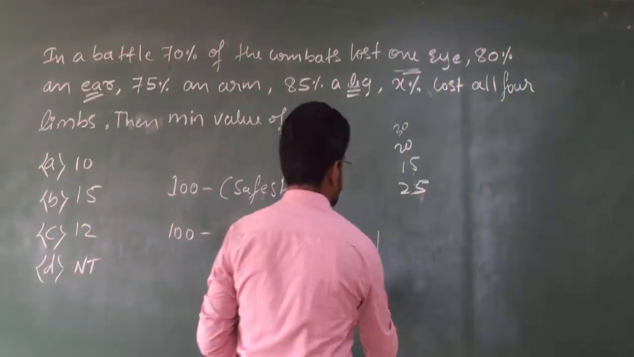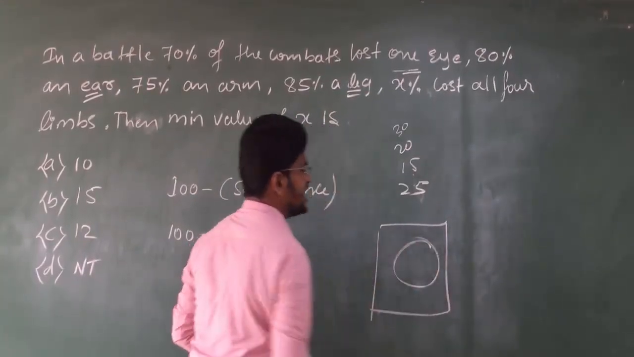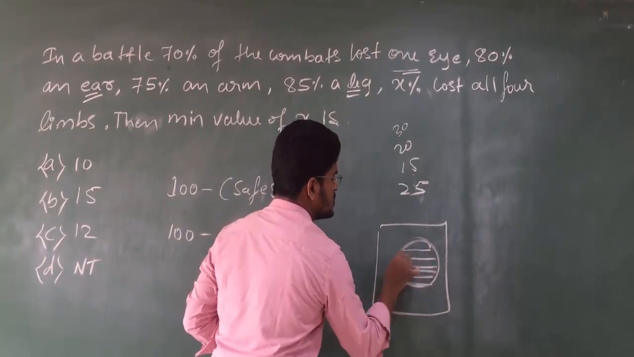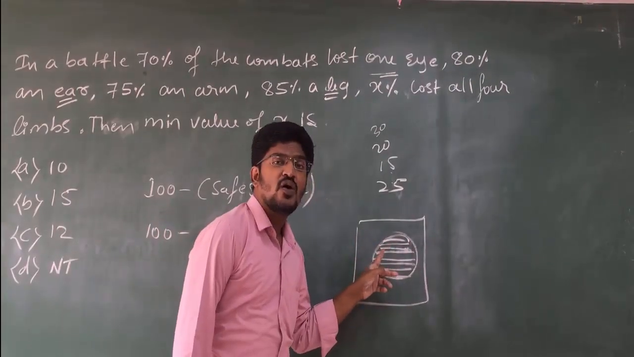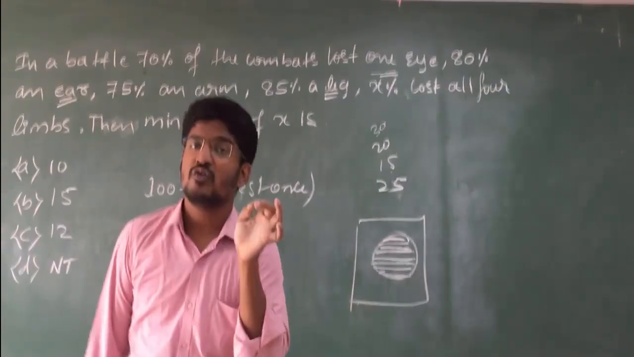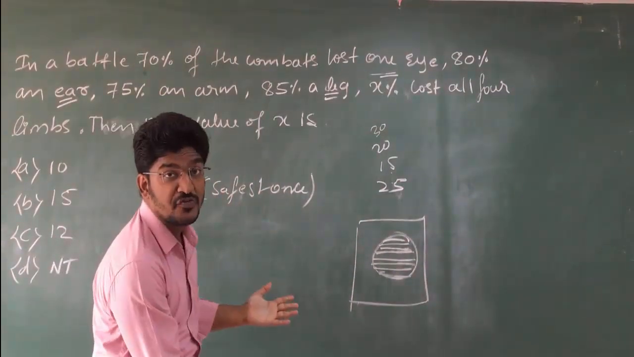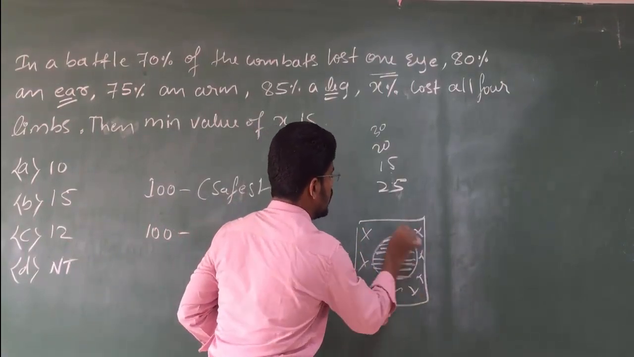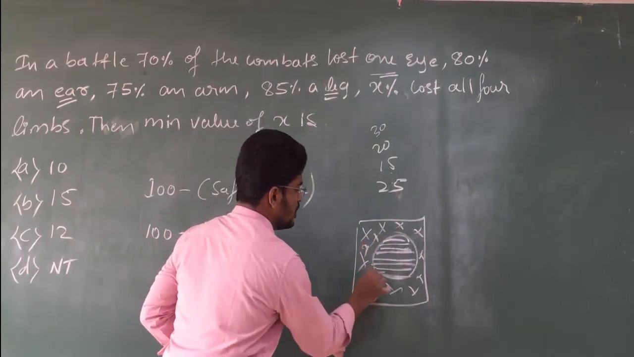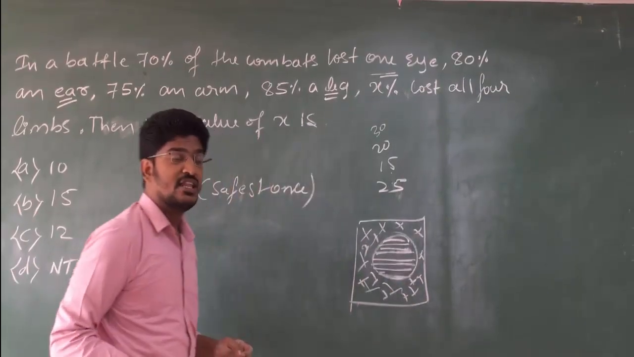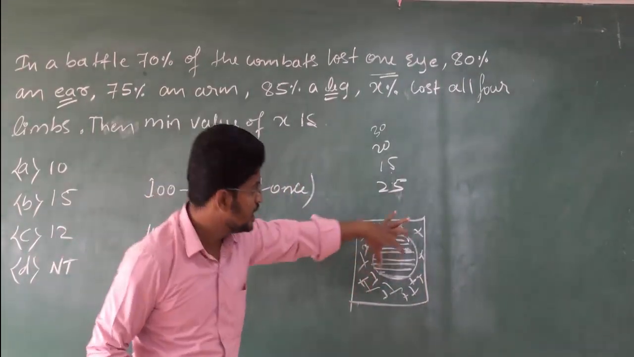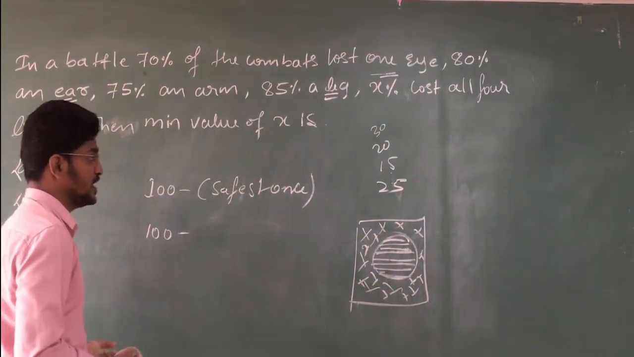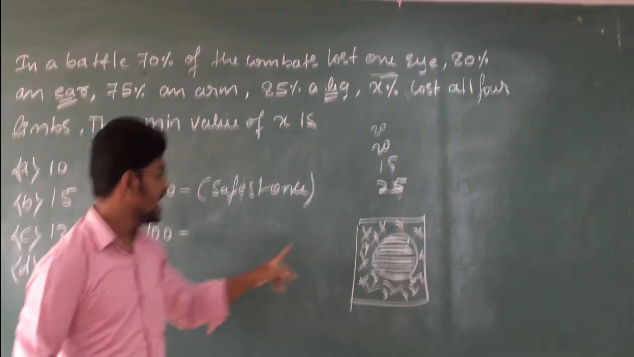For example, this is the set who have lost, who have not. This is the set who have not lost all 4 limbs. What is the complement of that? This set, this is those who have lost all their 4 limbs. Clear? That means from the universal set, if I remove this, you will remain with those who have lost all 4 limbs. So you add this and subtract here.